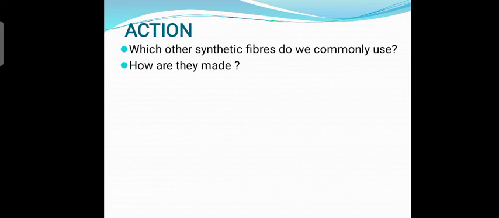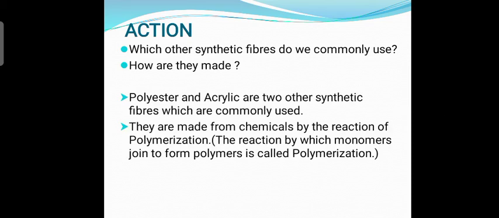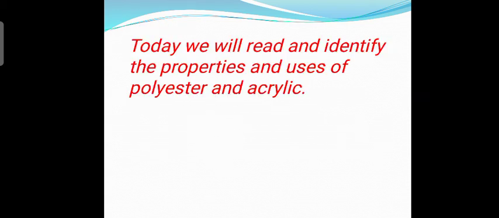Students, in the previous LP we saw that there are two synthetic fibers and these are rayon and nylon. So other than rayon and nylon, two more synthetic fibers are there and these are polyester and acrylic. They are made from chemicals by the reaction of polymerization. Polymerization is the process of formation of polymers with the help of monomer units. So students, today we will read and identify the properties and uses of polyester and acrylic.